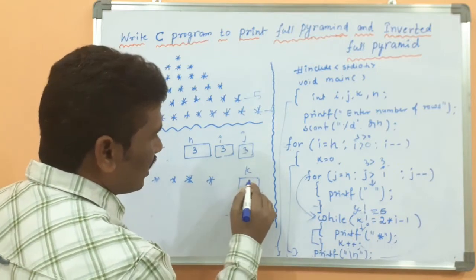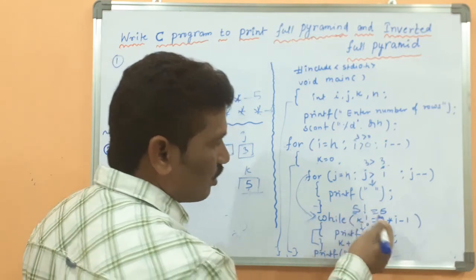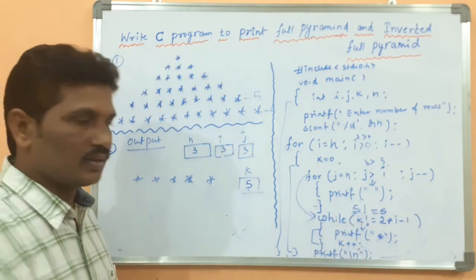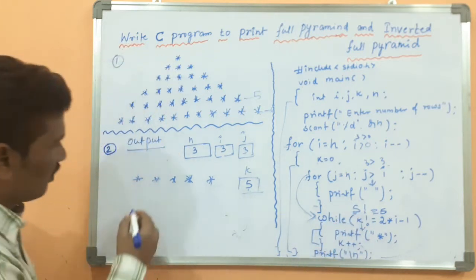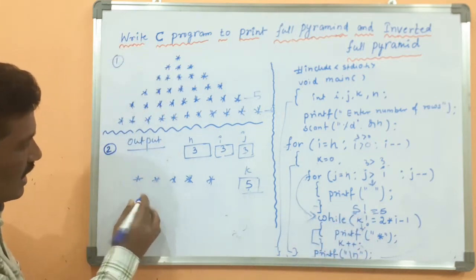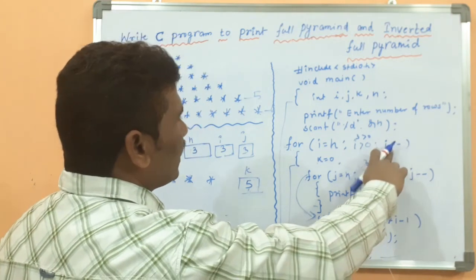Then k value is incremented by 1. K value becomes 5. 5 not equal to 5, the condition returns false. When the condition is false, then the printf statement will be executed. The control will come to here. Next line. Then after that, I should be decremented by 1.